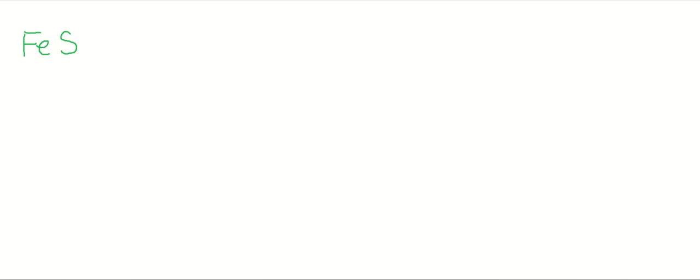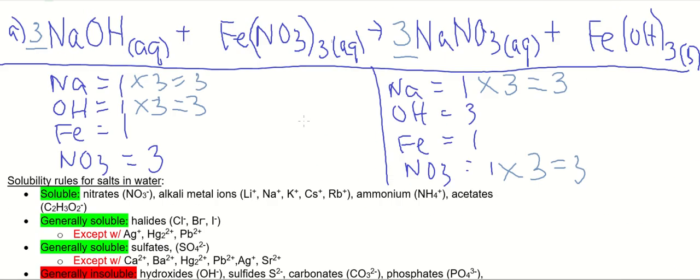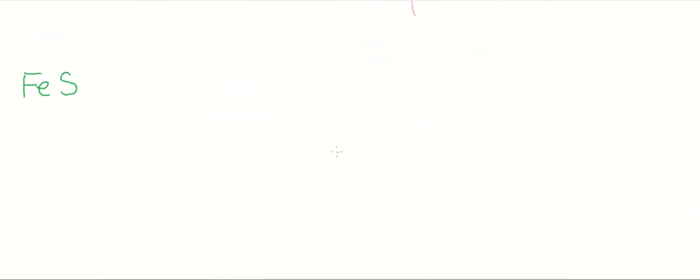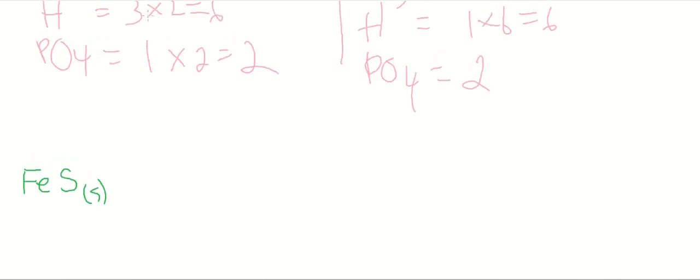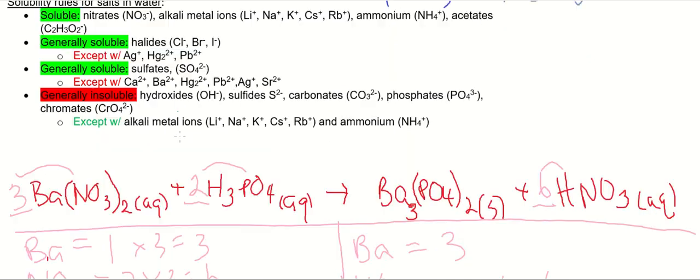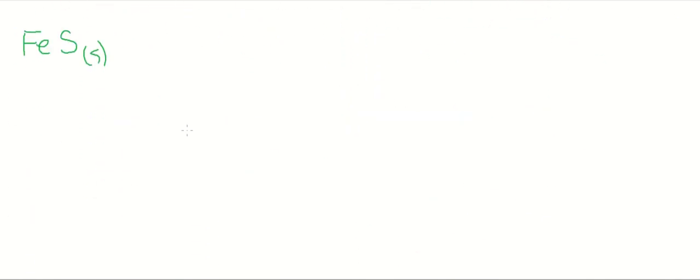So, what was the other one? And hydrochloric acid. All right. Oh, sulfides are generally insoluble, so we'll put that in. Did it tell us? All right. Sulfides are generally insoluble, so that's the solubility rule there for sulfides. Hydrochloric acid is aqueous HCl.